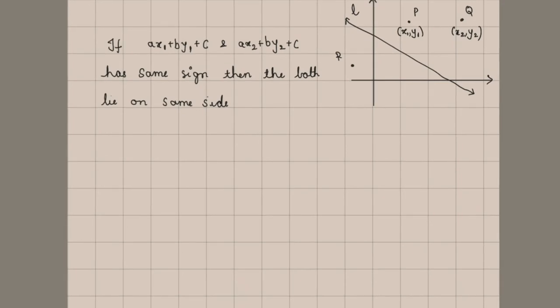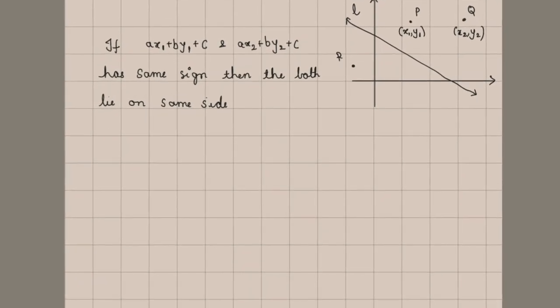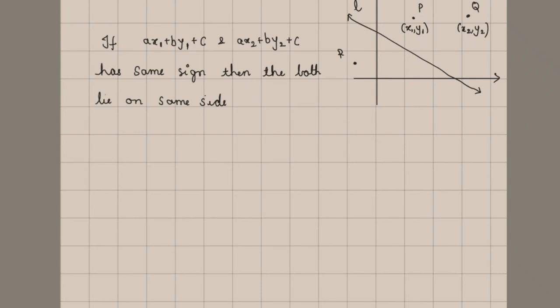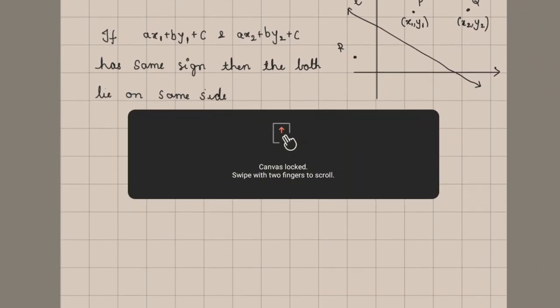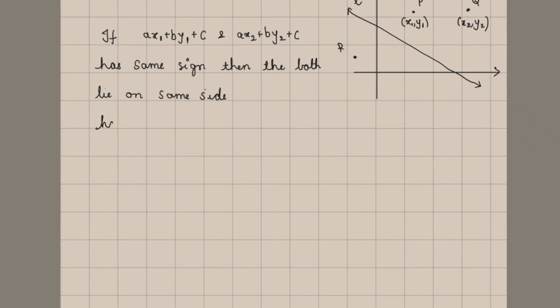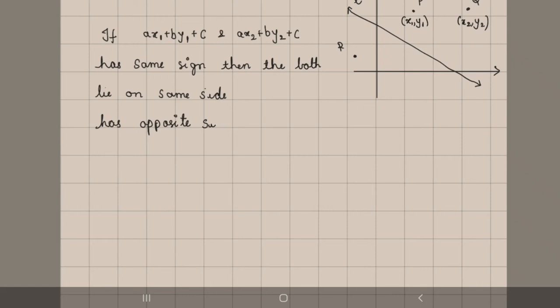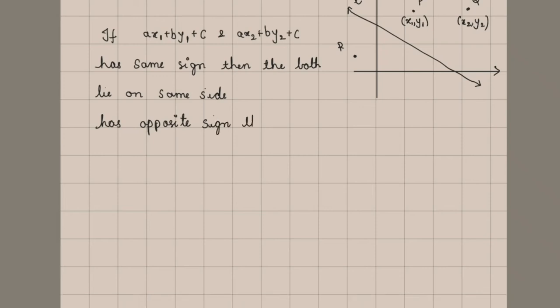If they give opposite signs, which means one is above, the other is below, so the signs are different, then both points lie on opposite sides.